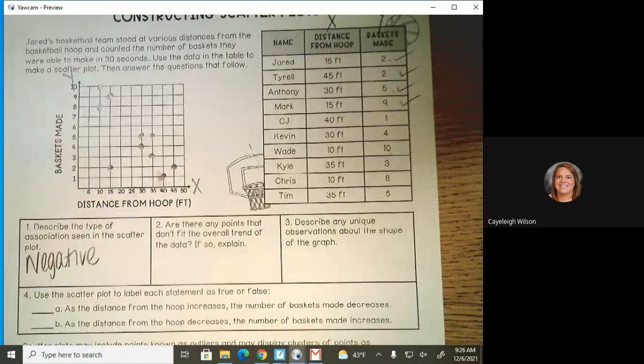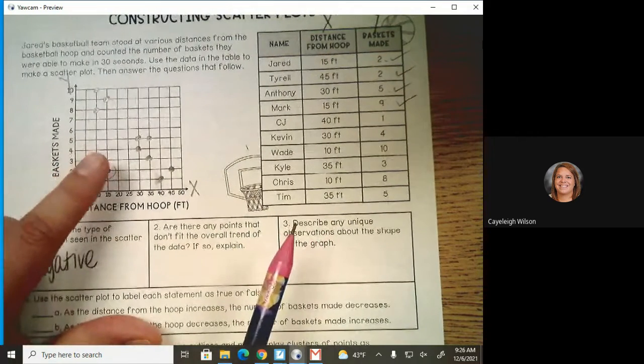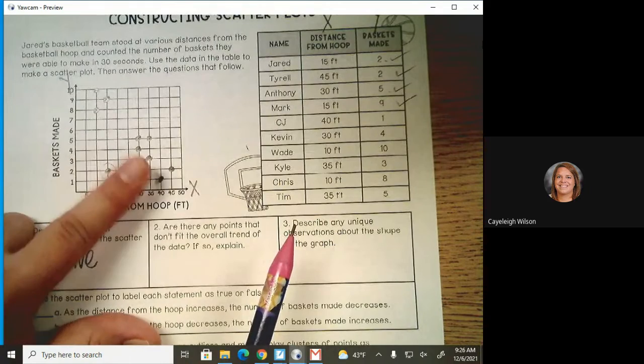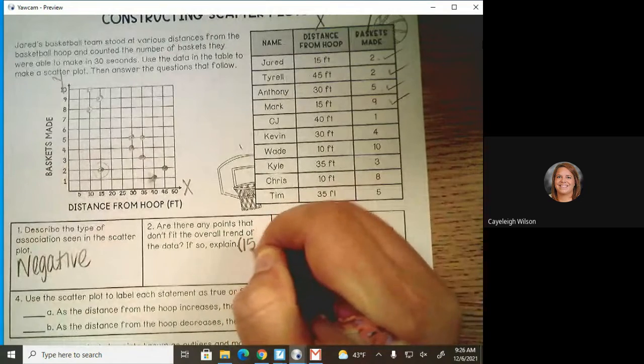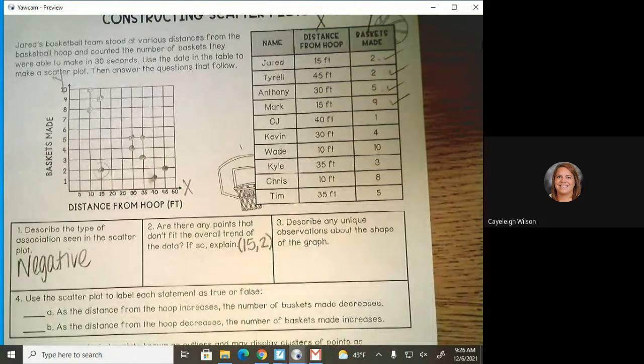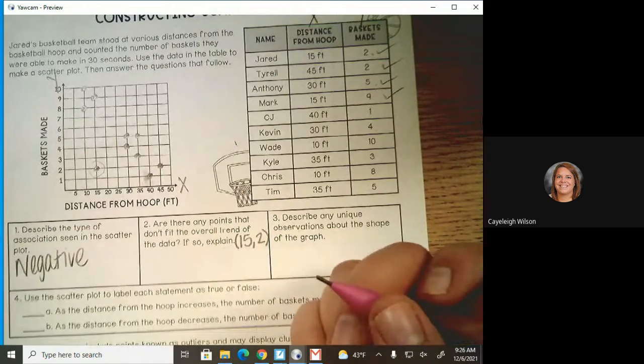All right, and then like I was just saying, are there any points that don't fit the overall trend of the data? What, Trevor? This one does not fit the overall trend of that data because it's out there. It's an outlier. It lies out of the rest of the data. So there's the rest of the data. This one's kind of just out on its own. So that's the point, like Trevor said, 15, 2. And then we would just say something like it lies outside of the rest of the data.